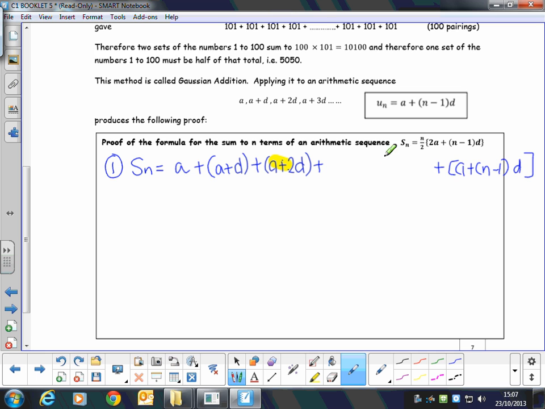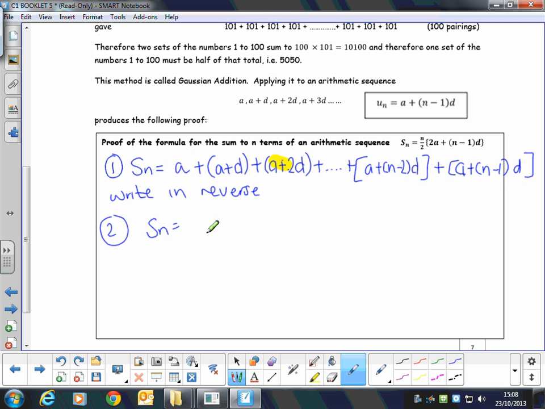So that's the nth term. I'm just going to write down the term just before that, which is going to be A plus n minus 2D. And then we've got lots of terms in between. So the next step, I'm going to write this in reverse. I'm going to start from the end.